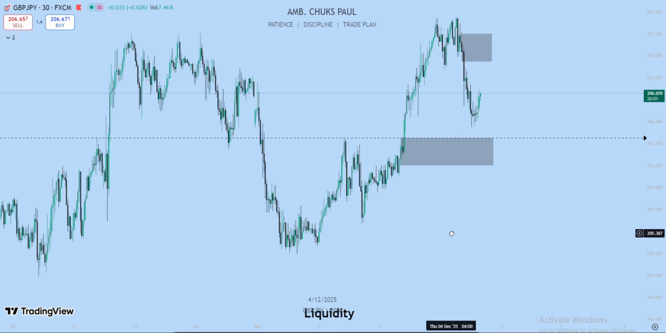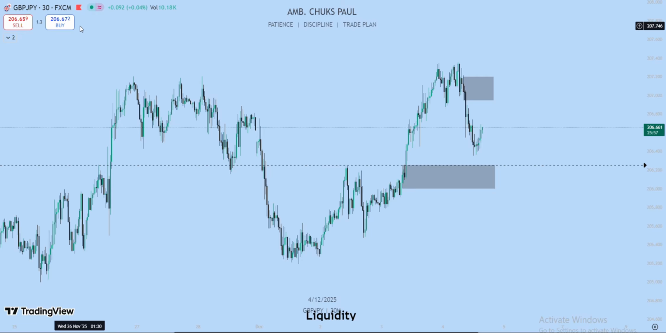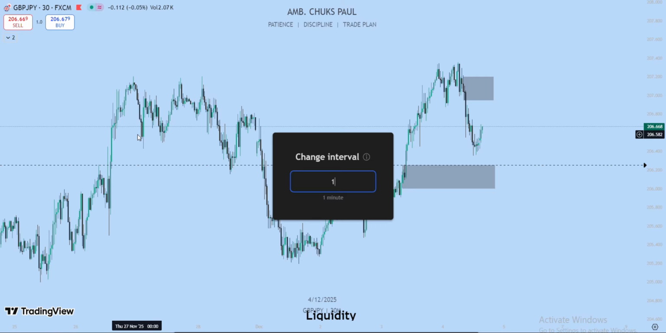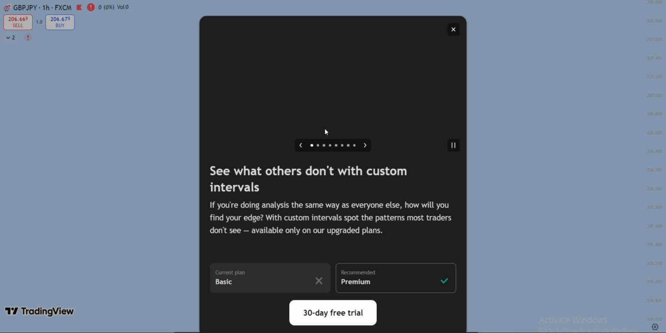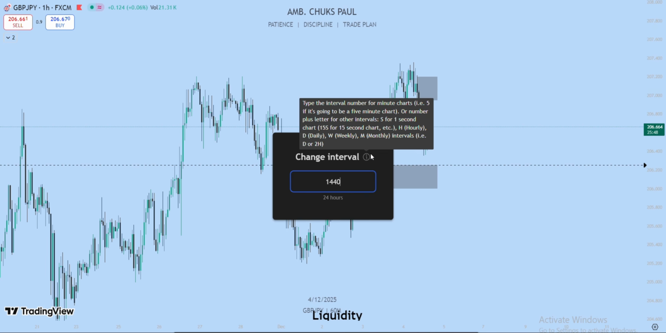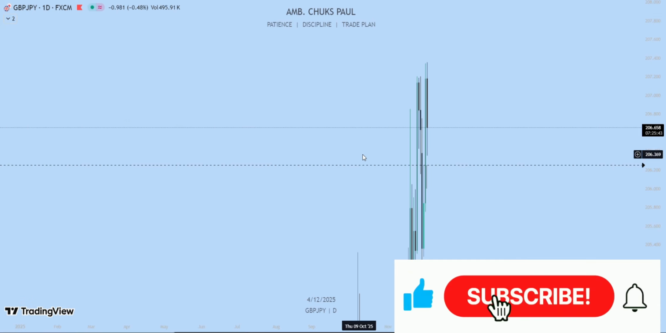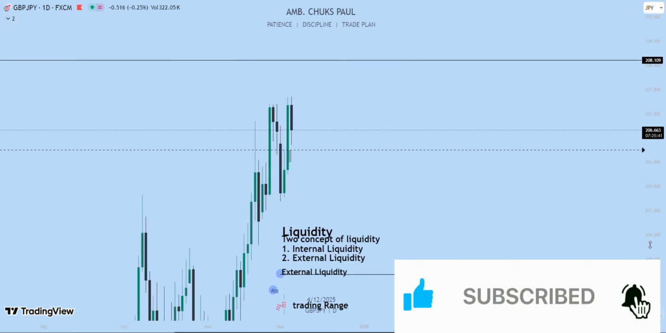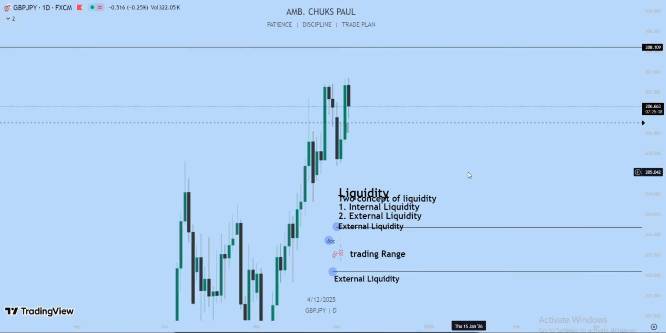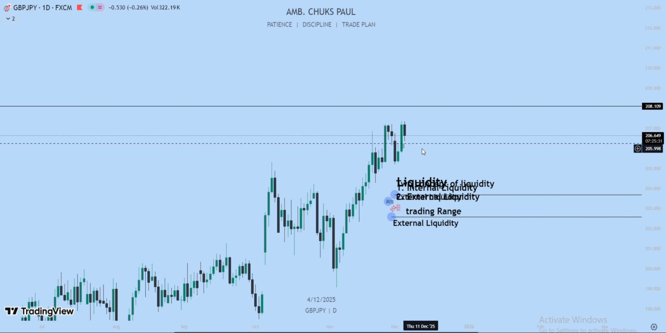So this is on GBP JPY, right? So first of all, what do we do? Let's go to daily time frame. So on daily time frame, we want to spot out our what? Our swing high and swing low, right? We want to spot out our swing high and swing low.